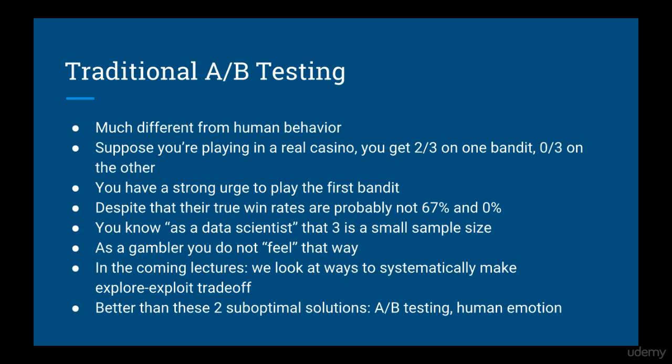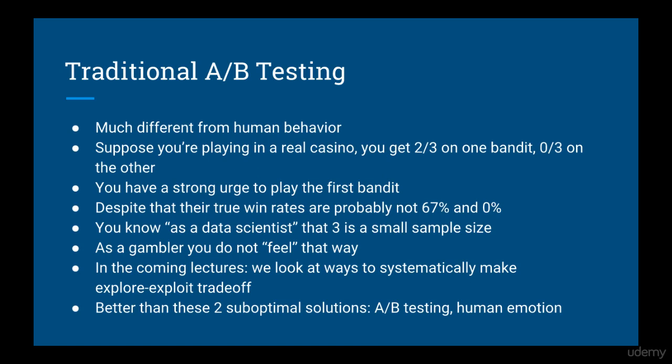It's interesting that humans behave the opposite. Suppose you win 2 out of 3 times on one bandit and 0 out of 3 times on another bandit. You would probably feel a strong urge to only play the 2 out of 3 bandit from this point forward, even though there is a high probability the other bandit could still be better. If I were to ask you in a statistical way, if you think 2 out of 3 and 0 out of 3 give you accurate measurements, you would say no way.